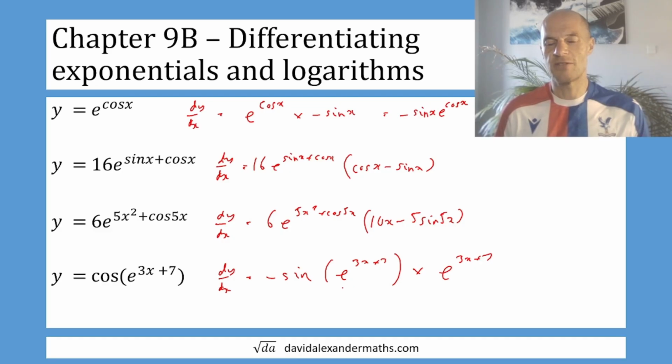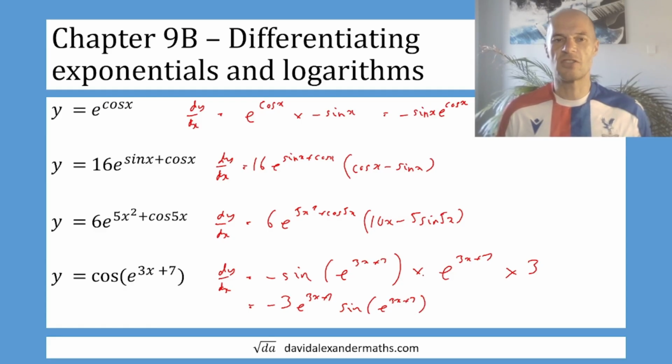So here we're now differentiating. We've done the trig, now we're differentiating an e function. So we're going to copy the function and then multiply that by the derivative of the power of the e function, so times 3. So we could write this as negative 3 e to the power of 3x plus 7 sine e to the power of 3x plus 7.